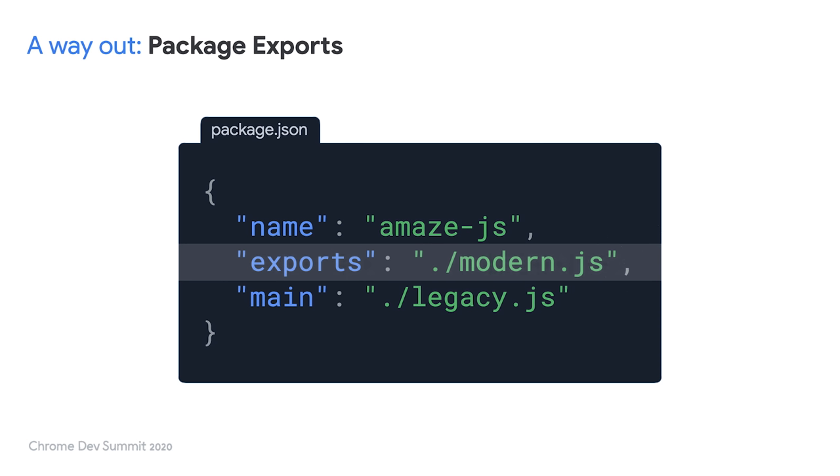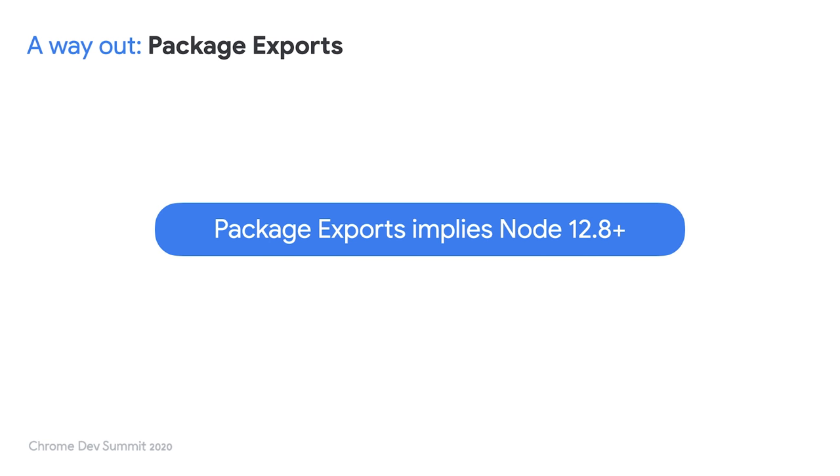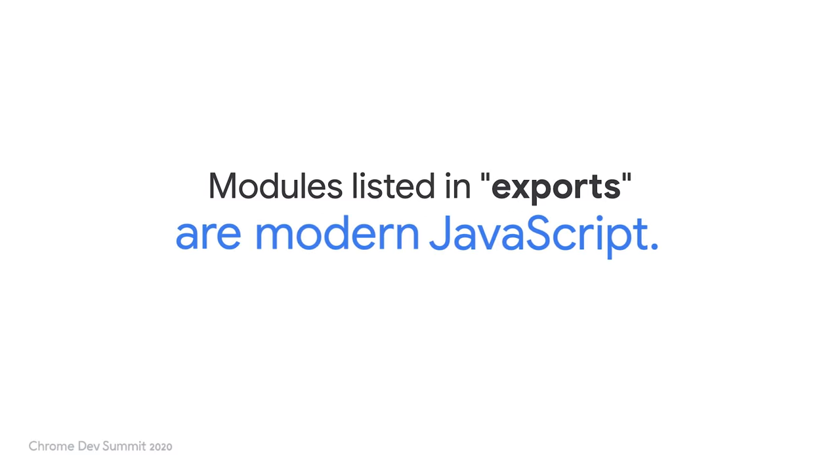It's great, does a lot of things, but it has one very important attribute, which is that it's ignored by older versions of Node. This means that modules referenced by the exports field imply a Node version of at least 12.8, and Node 12.8 supports ES 2019. That means that we have to assume modules referenced by the exports field are modern JavaScript.